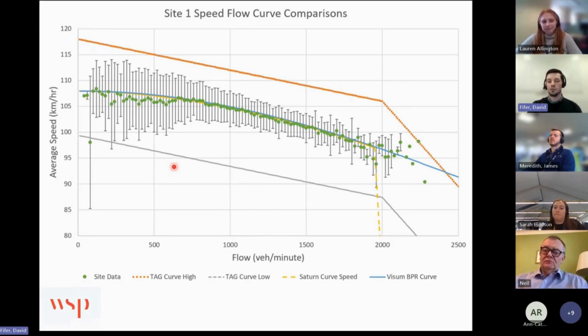I think we've done it for a couple of other sites so far, and looking at them, there is some variety. The shapes are broadly similar, but you do get small variations. So I think currently it does look like you would probably be looking at a site-by-site curve rather than a default three-lane curve and a 4-lane curve.